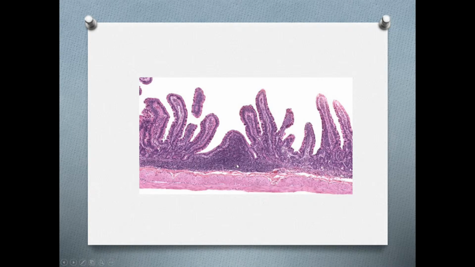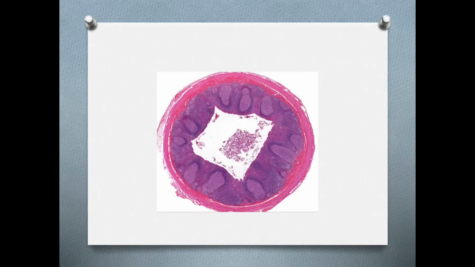M cells. Do you remember M cells of lymphatic tissue? Yes. And do you know what this is? Yes, appendix. This is the lymphatic tissue. Appendix, which is a secondary lymphatic organ.